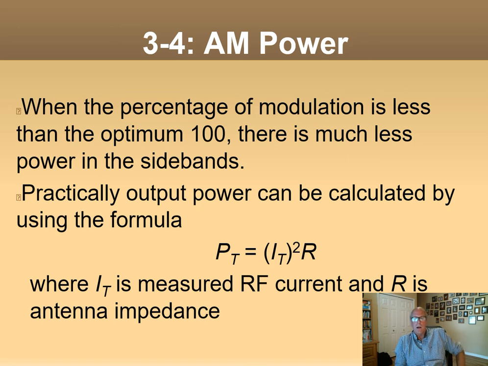So at 100% modulation, there's half the power of the carrier in each sideband combined. But with much less than 100% modulation, most of the power is in the carrier. Either way, the total power is the total current squared times R. And as I said, R is the antenna impedance, typically 50 ohms or 75 ohms, depending on which system you're using.